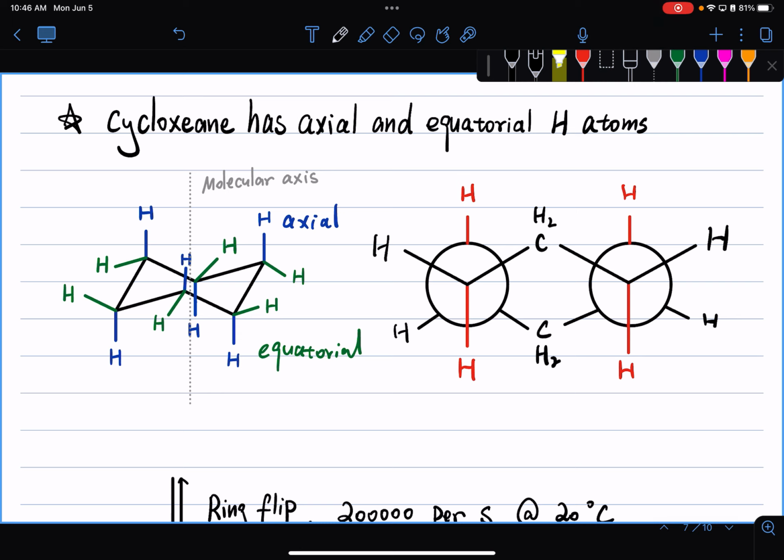And if we put it back to the normal chair conformation, we can see the red one. Now, this is the molecular axis. That's the axis that defines the entire direction of the molecule. Your red hydrogens are along with the molecular axis. Your red hydrogens are your axial hydrogen atoms in this chair conformation.